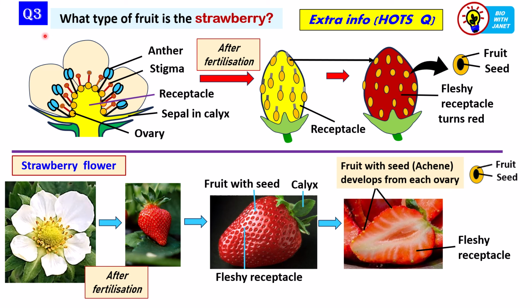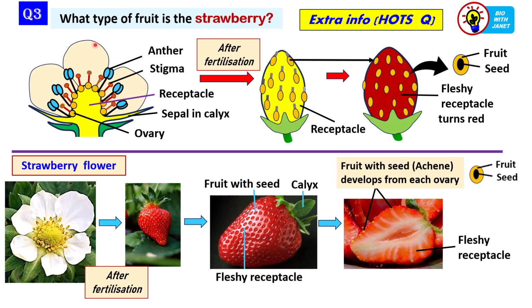Let's look at question 3, which is an extra hot question. All right, so let's apply our knowledge on the types of fruits and the characteristics to this question. What type of fruit is the strawberry? Okay, so to know what type of fruit the strawberry is, we have to look at the flower and see which part of the flower develops and how it develops.